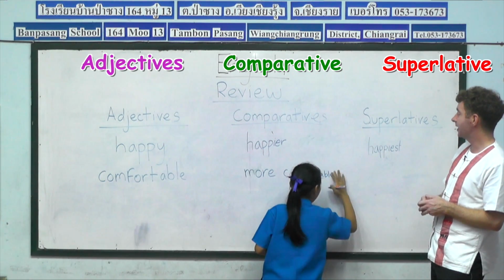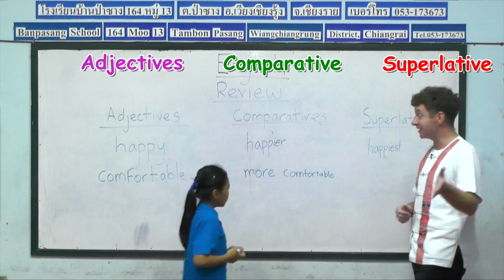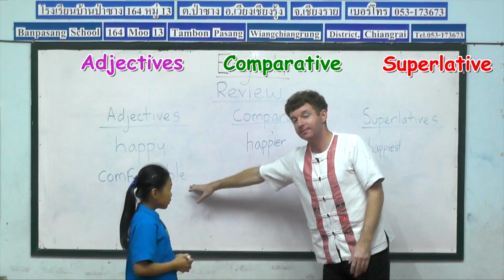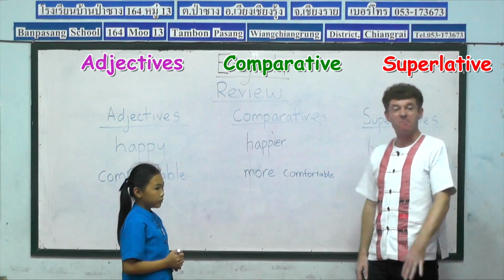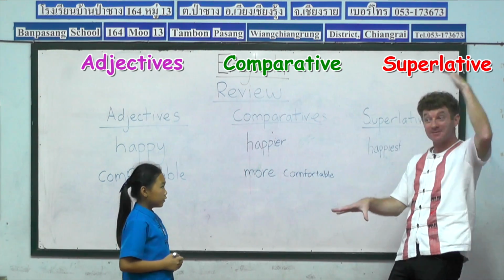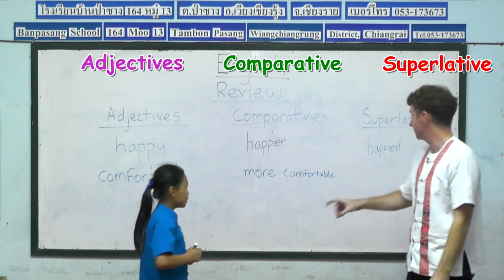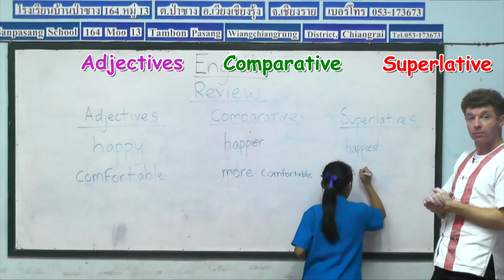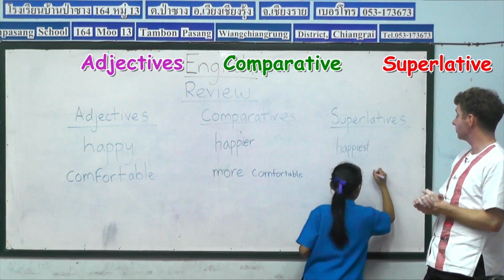C-O-M-F-O-R-T-A-B-L-E. Excellent, guys. So E on the end. Excellent. So Nadia has demonstrated how we take the adjective comfortable to the comparative, more comfortable. But what about the superlative? Anybody? We don't say more, even bigger than more. Most. The most comfortable. So now Nadia can write most. M-O-S-T. And then comfortable.